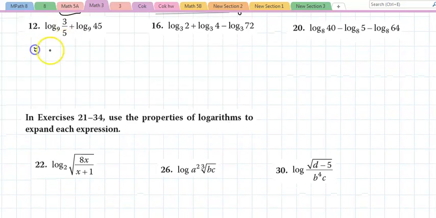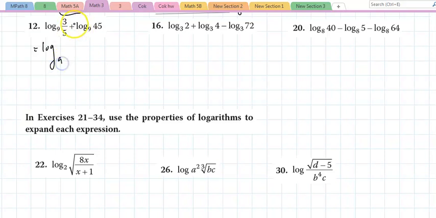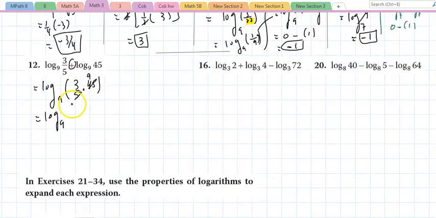Well, that's a log base 9 and a plus in between. You multiply 3/5 times 45, and that's log base 9. We know 5 divides 45 9 times, and that's a 27. And those don't match. Anytime that happens, anytime you look at a log and say, you know what, it's not reducing, they said to evaluate with a calculator.